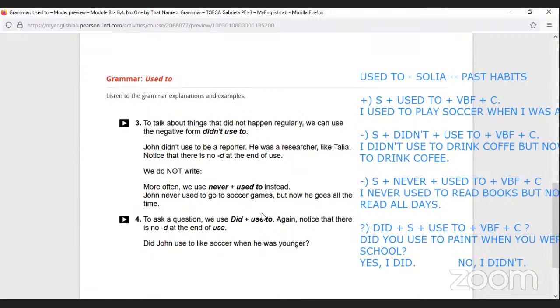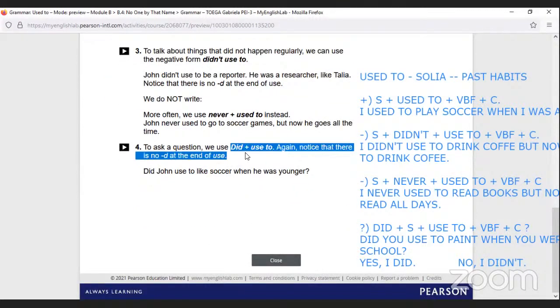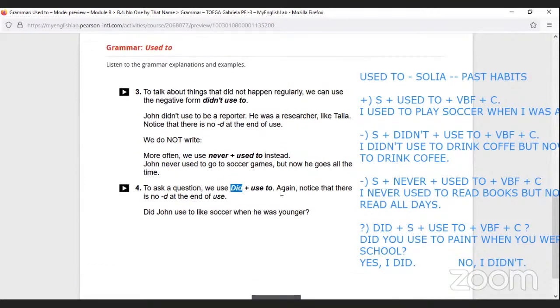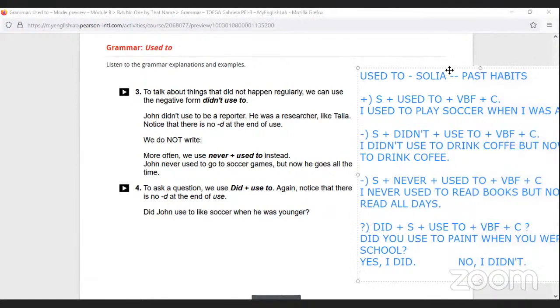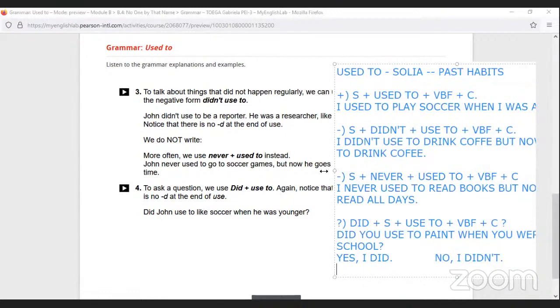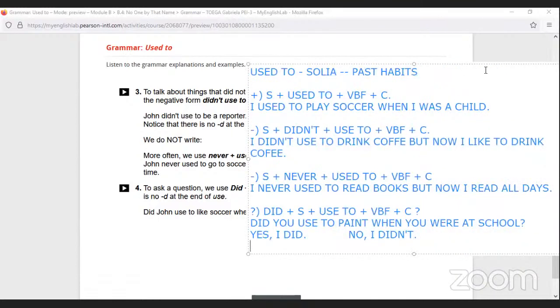So when we talk about questions, always did at the beginning, after the subject, and after that use to without the d, because of the auxiliary did that we have here. Did John use to like soccer when he was younger? Yes. Okay. Yes, he did. Okay, so maybe about this grammar, Gabby, do we have some question? No. No, right? Okay. Perfect, Gabby. So let's go now to the platform, okay?